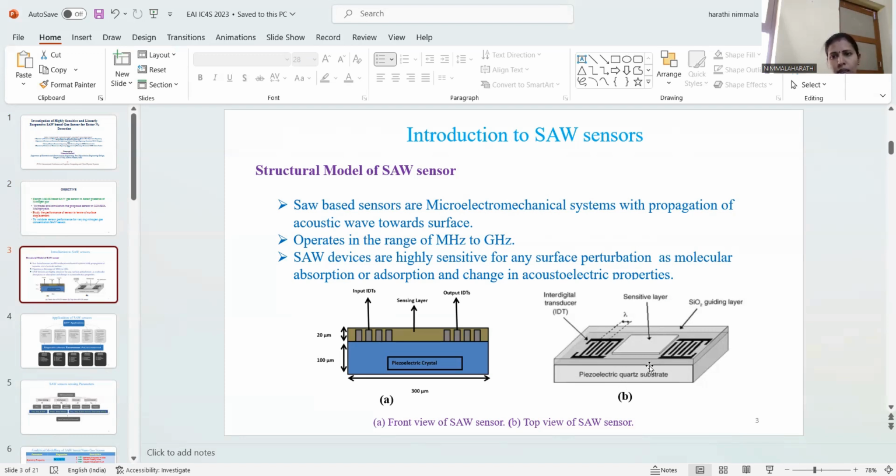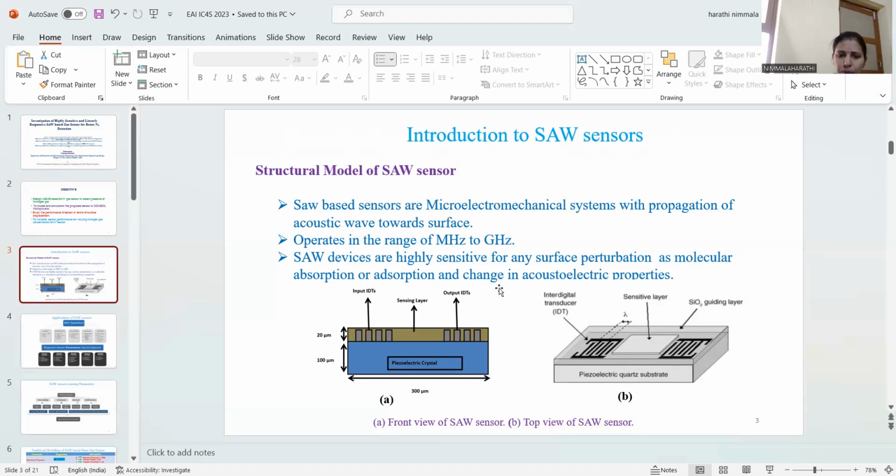So this surface acoustic wave sensor is characterized by three parameters: frequency, magnitude, and phase. These three parameters are based upon the properties of the IDT, piezoelectric crystal, and the sensing layer. Now, when we impose external parameters like gas over the sensing layer, it causes a change in the three parameters of the surface acoustic wave. So it may get a change in the velocity, a change in the amplitude of the signal, or a change in the frequency or the phase.